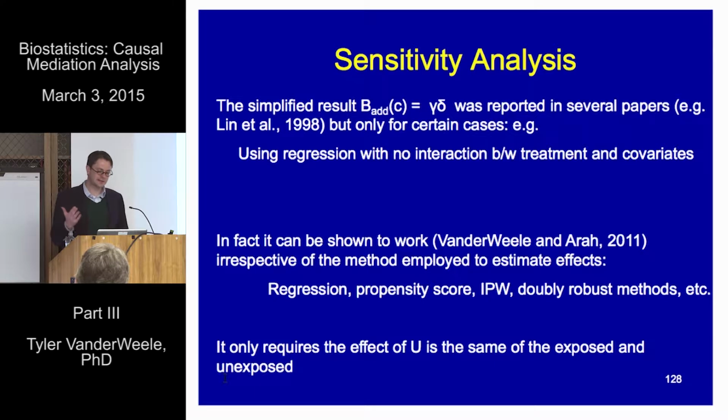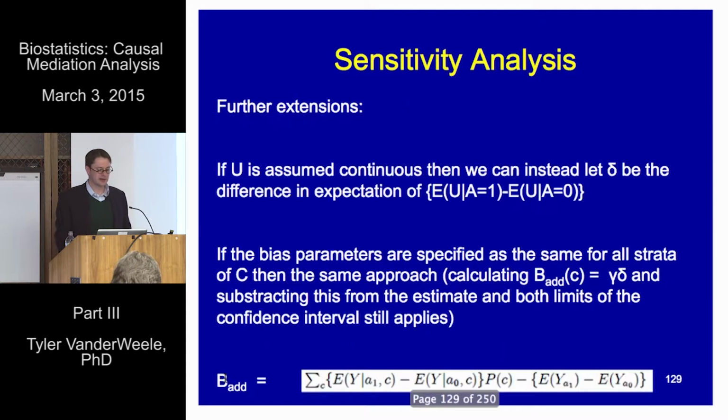This result on the difference scale can be applied irrespective of how the initial estimation was done. It applies if we use regression analysis to begin with, but it also applies if we use propensity score modeling or weighting or doubly robust methods. It doesn't matter how the initial estimate was obtained, the result is still applicable. Essentially, the only assumption we're making to apply this result is that there's no interaction between U and the exposure on the difference scale, that the effect of U on the outcome is the same for both the exposed and the unexposed.